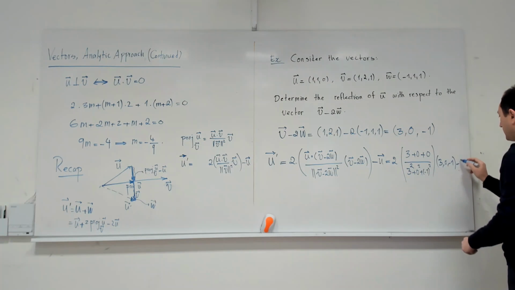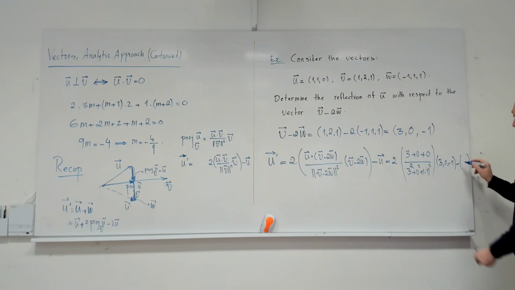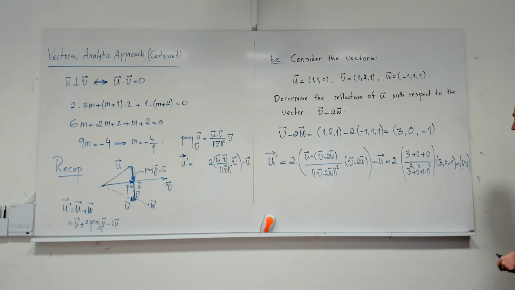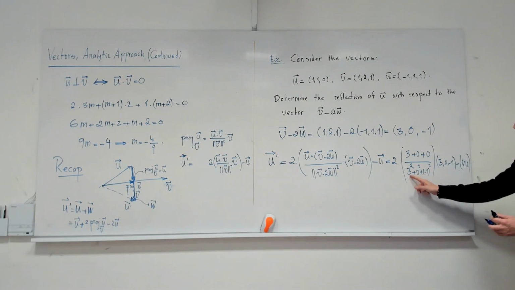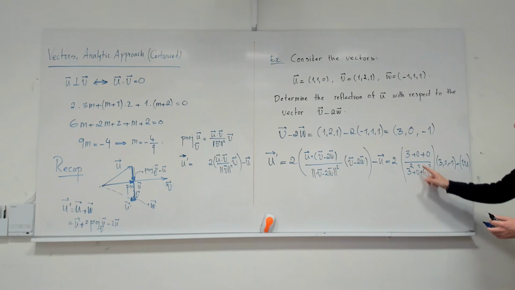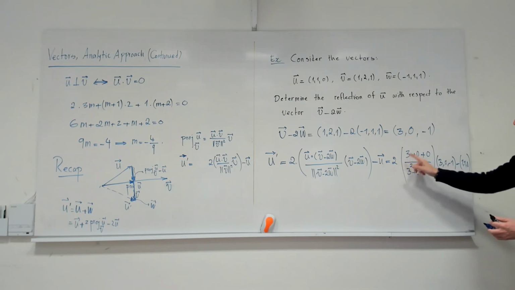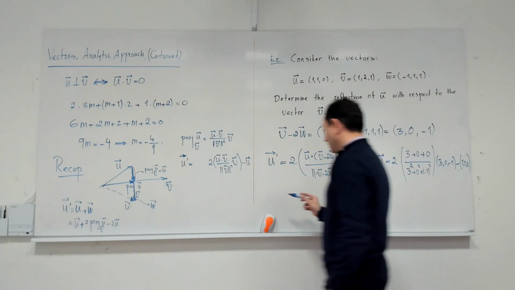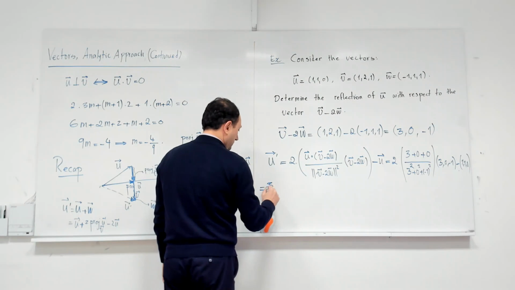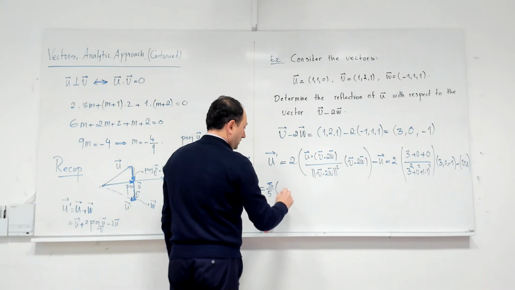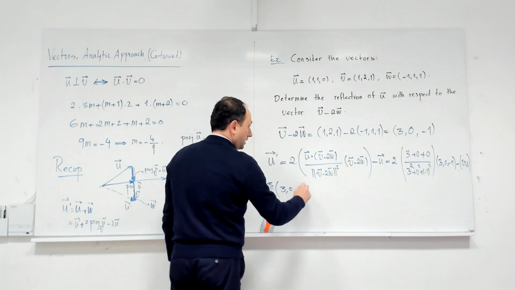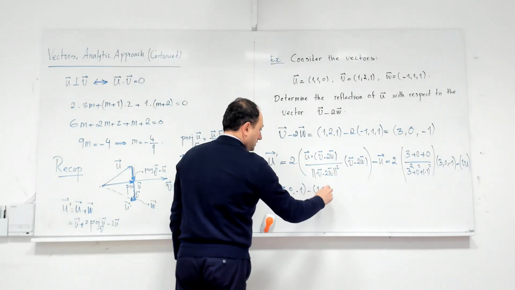Then I subtract that u at the end, which is 1, 1, and 0. Then this is a simple calculation, yes? So this is 9, this is 1, this is 10. So it is 3 over 10. But when I multiply it by 2, it becomes 3 over 5. And then I multiply it by 3, 0, and minus 1. And then I have minus 1, 1, and 0.